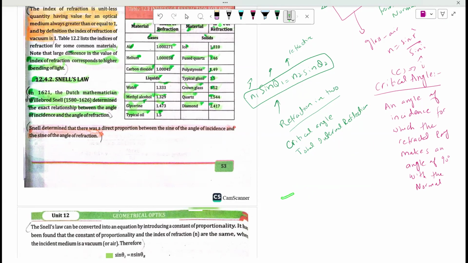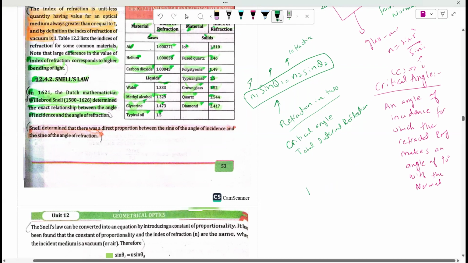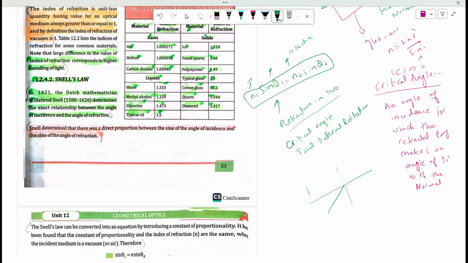Okay? But there is a certain angle of incidence when the incident ray hits the surface, the refracted ray, instead of going into the medium, makes an angle of 90 with the normal, like this. This is the surface, the glass surface. This is the incident angle. Okay? Instead of going like this, जो normal reflection होती है, critical angle के ऊपर, it would make an angle of 90 with the normal.